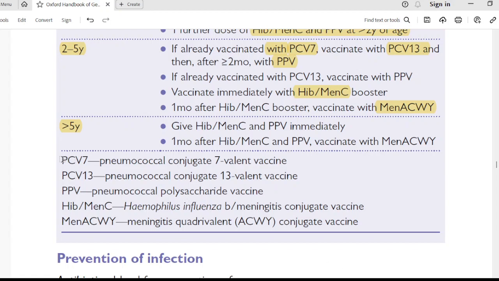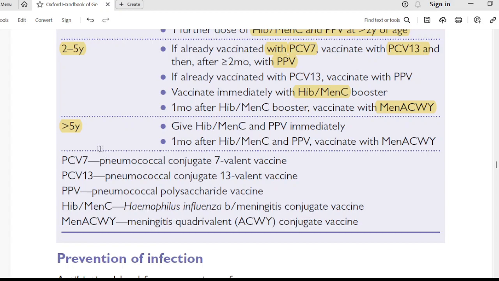Here, PCV7 is pneumococcal conjugate 7-valent vaccine. PCV13 is pneumococcal conjugate 13-valent. PPV is pneumococcal polysaccharide, given in adults usually. And Hib Mense is Haemophilus influenzae B and meningococcal conjugate vaccine. And Men ACWY is meningitis quadrivalent conjugate vaccine.